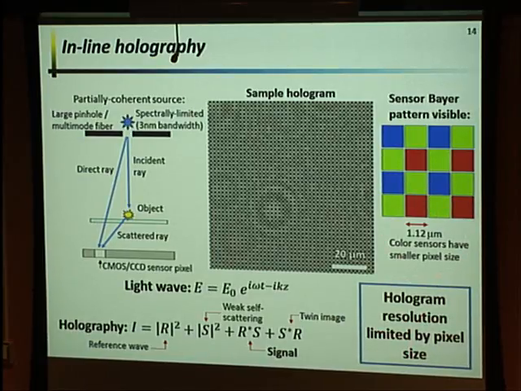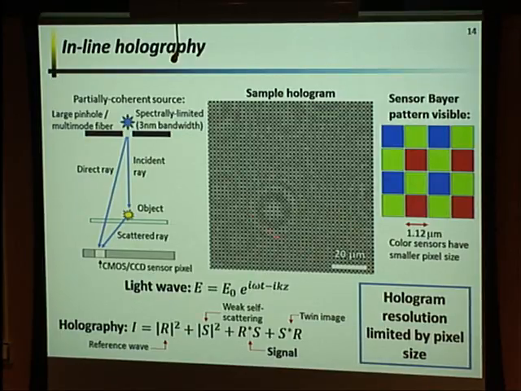In order to get the smallest possible pixels, we typically turn to color image sensors because they tend to have smaller pixels. In this case, the smallest we can easily acquire is about 1.12 microns in size. When you have a color image sensor, it follows this typical Bayer pattern, so the pixels aren't all sensitive to each color. You'll have a pixel sensitive to green, a pixel sensitive to red, and a pixel sensitive to blue. Since we're using a spectrally limited light source, in this case about 480 nanometers, it responds well to green and to blue, so we get fairly good response on the green and blue pixels, but the red pixels appear dark. That's why you see this checkerboard type effect here.